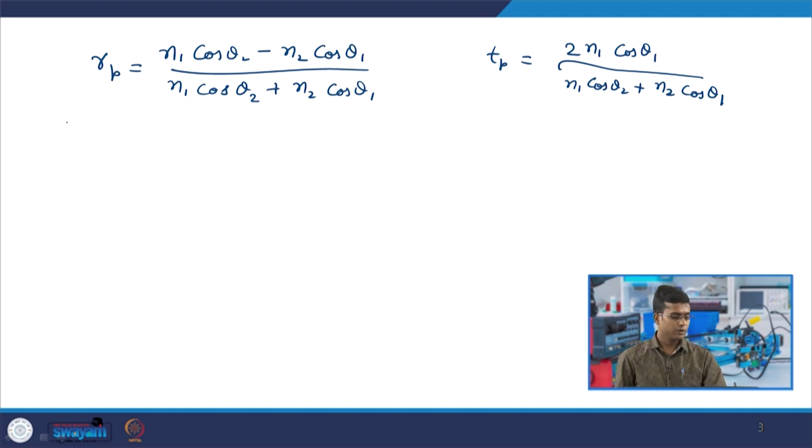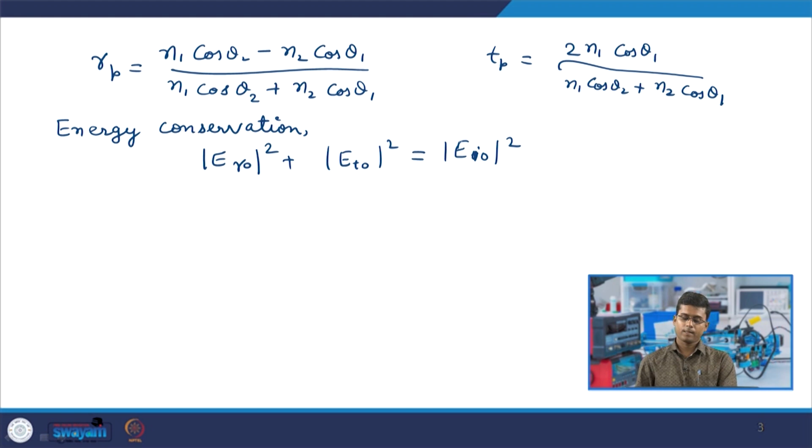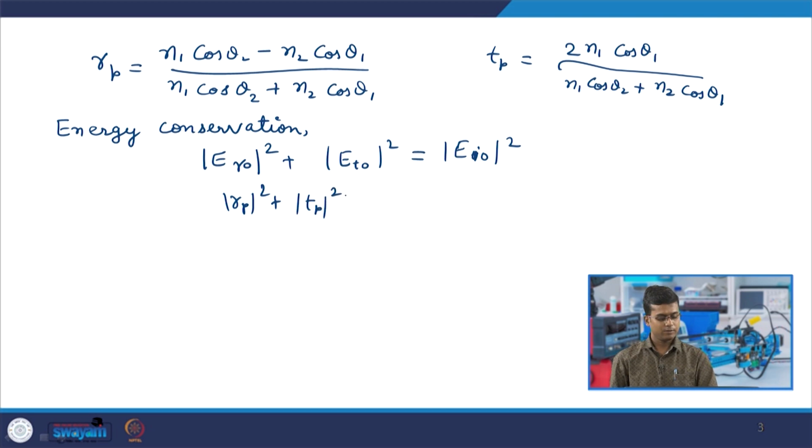Now, if you look at energy conservation, according to energy conservation, mod EI0 square should be equal to mod ER0 square plus mod ET0 square, which means that Rp square plus Tp square is equal to 1. Let us try to solve it.